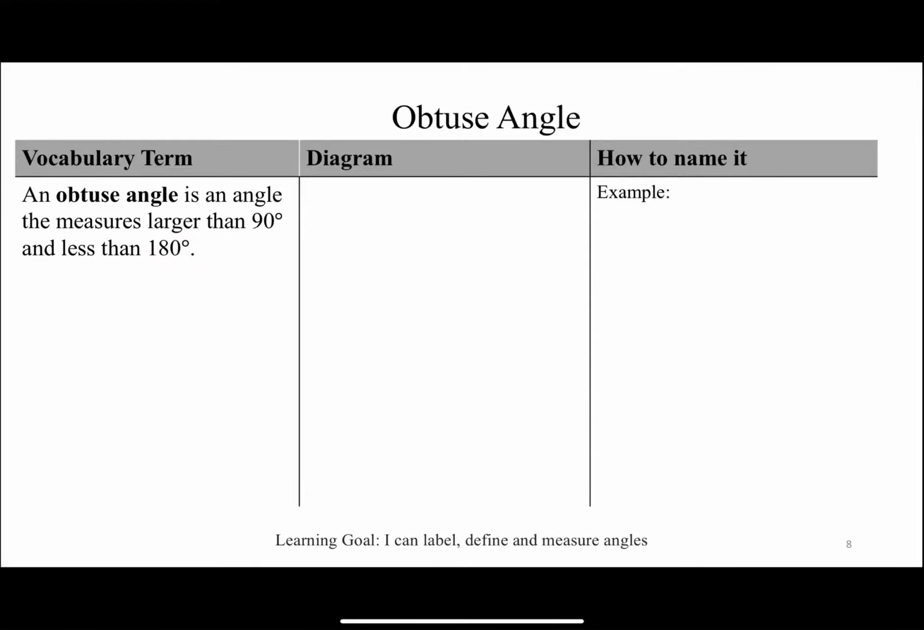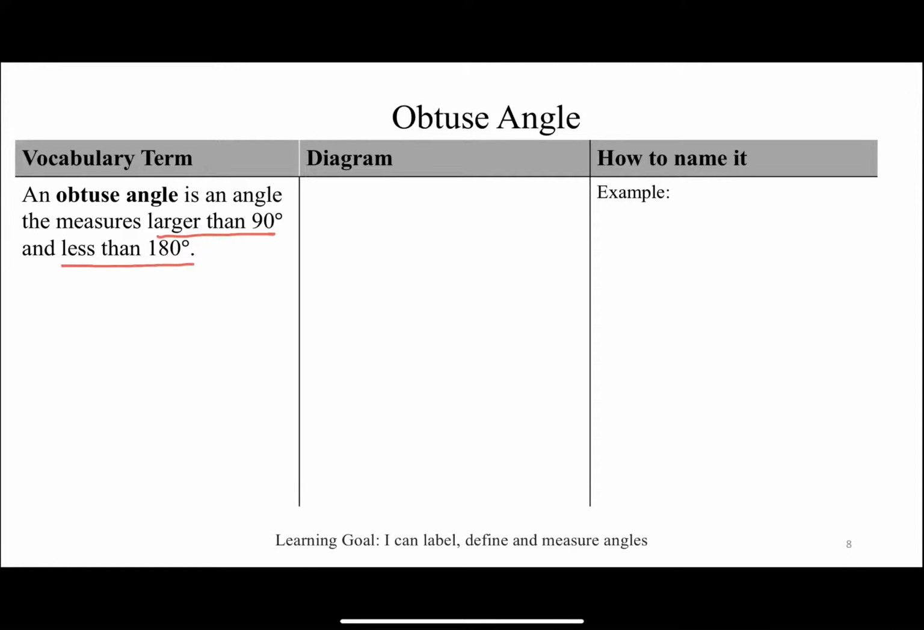And so our next type of angle are obtuse angles. Obtuse angles are angles that are larger than 90 degrees, but less than 180. And again, it can't be 90 degrees, it has to be greater than 90, otherwise you're talking about right angles. And it has to be less than 180, otherwise that's a different type of angle which we'll talk about later.